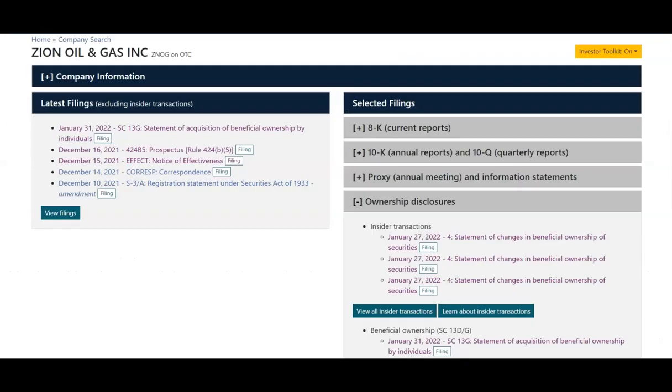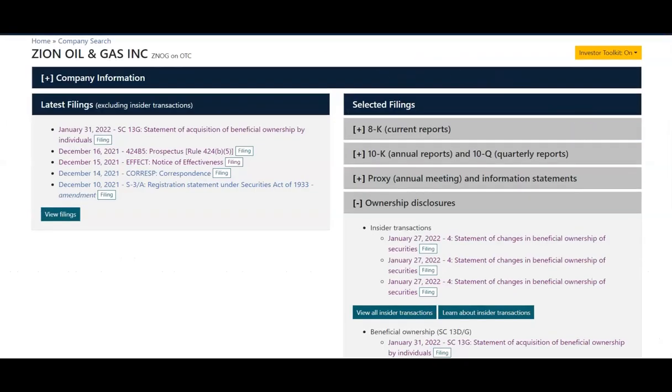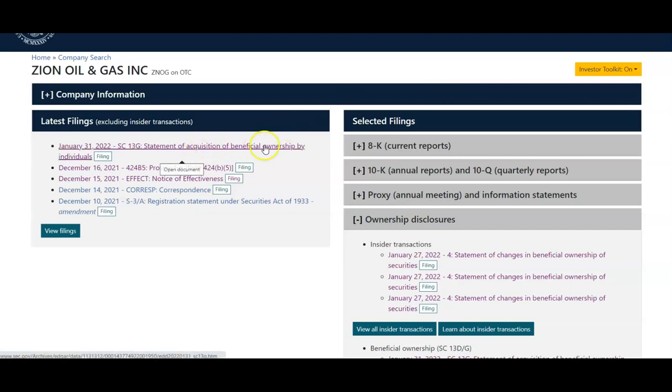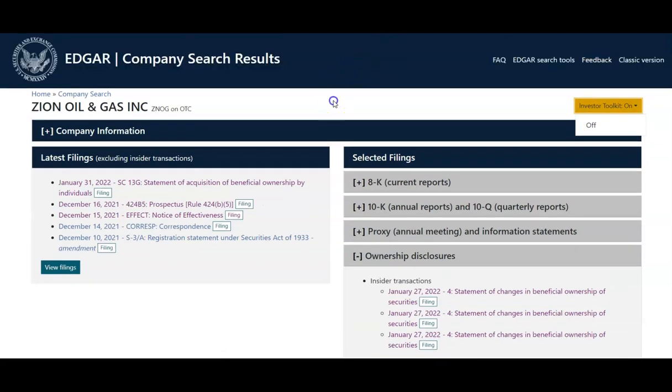But if you go to the SEC.gov and then go to filings and type in ZNOG, you'll see here a statement of acquisition of beneficial ownership shared by individuals. So this could be just saying, hey, we gave some shares to these people, and that's the paperwork they have to file through the SEC. But that's about all that's happening as far as ownership disclosures and stuff like that on the SEC website.